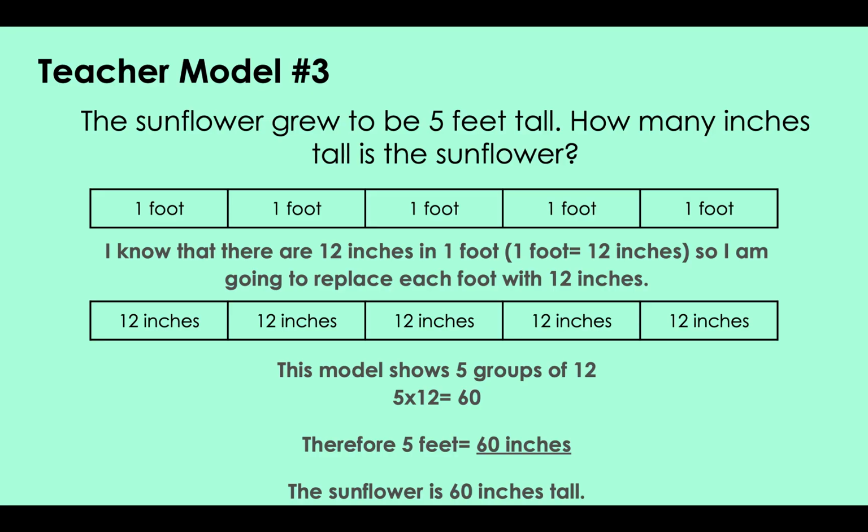So I am going to replace each foot with 12 inches. This model shows 5 groups of 12, and 5 times 12 is 60. Therefore, 5 feet equals 60 inches. The sunflower is 60 inches tall.